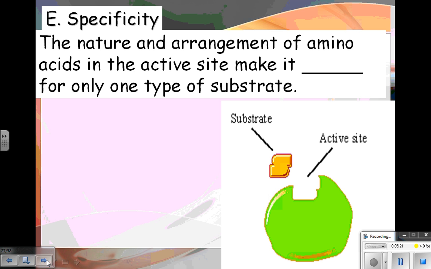Specificity. That sounds like the word specific, and that's what it means. It means that each enzyme is specific for just one type of substrate. So the nature and arrangement of amino acids in the active site make it specific for only one type of substrate. So for example, if this substrate is, let's say, the sugar lactose.